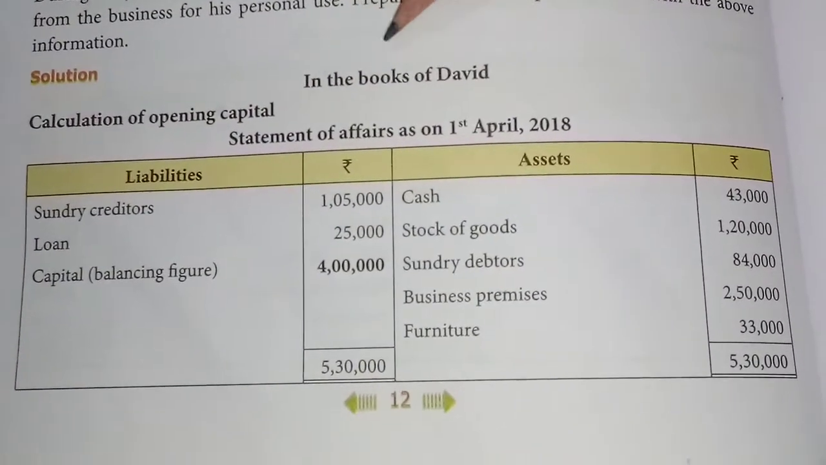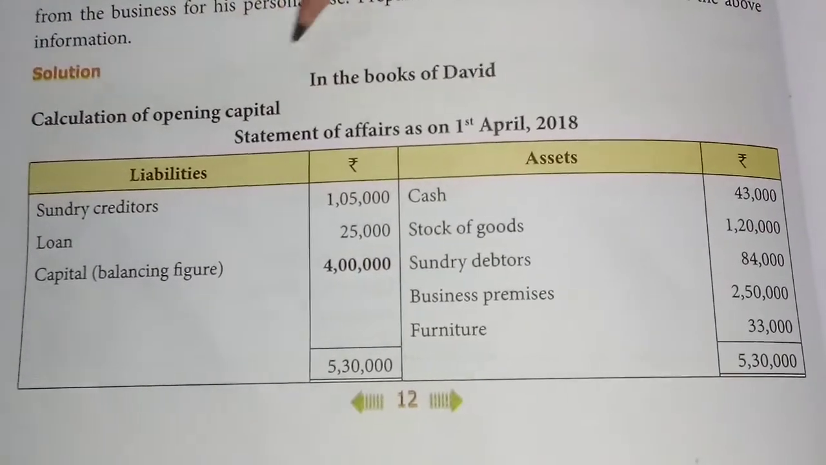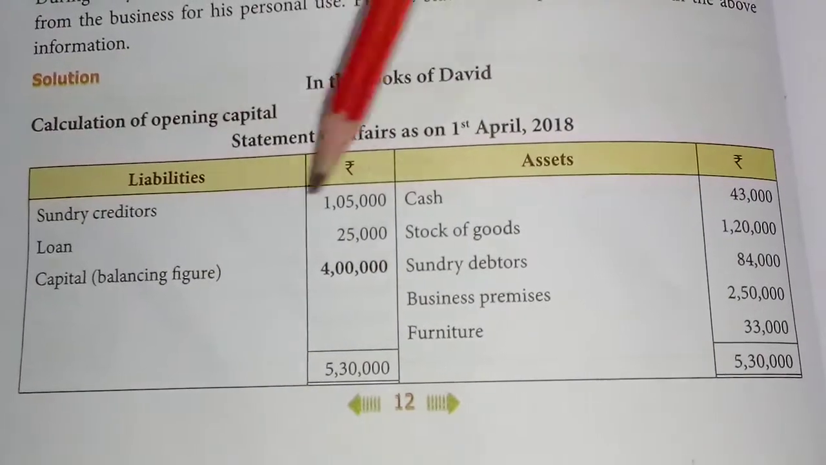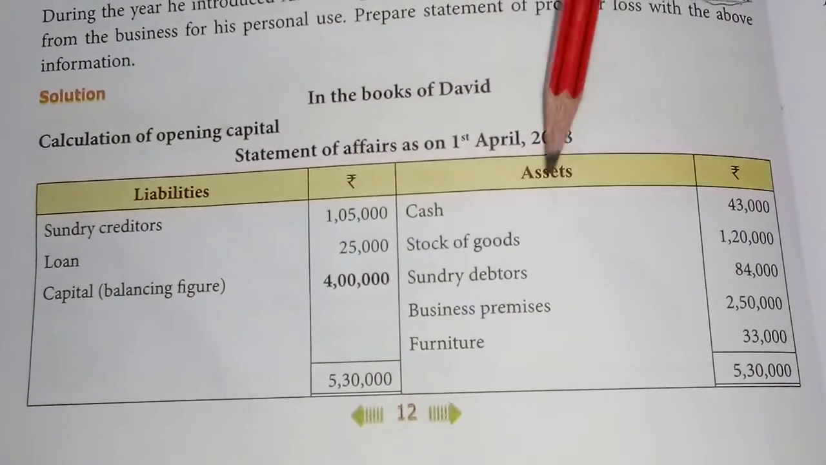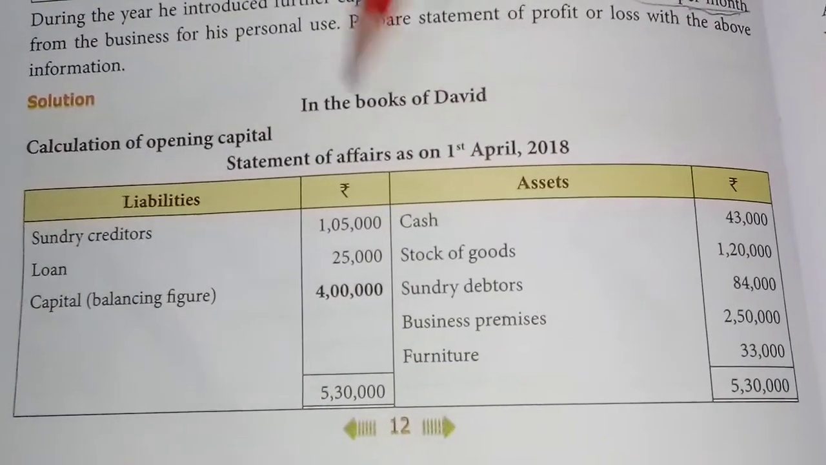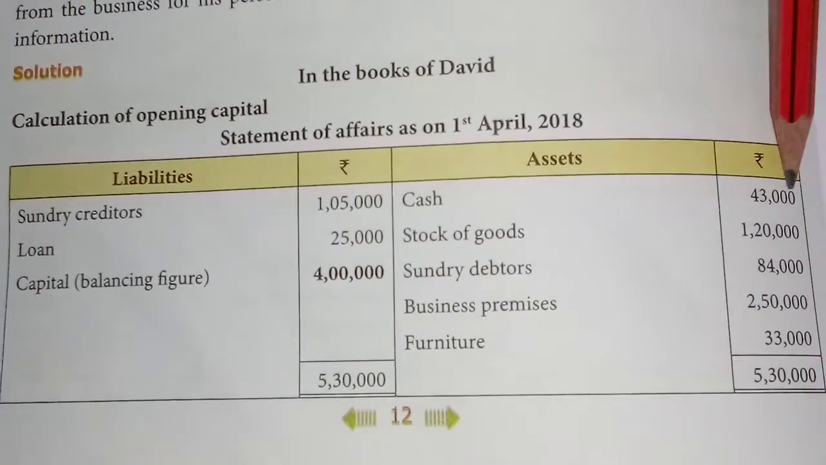Write the heading, in the books of David. Calculation of, no need to write calculation of opening capital. Statement of affairs as on 1st April 2018. Write liabilities rupees, assets rupees. First one, current asset. So first item, cash. Second item, stock of goods. Here you have to write the amount clearly.